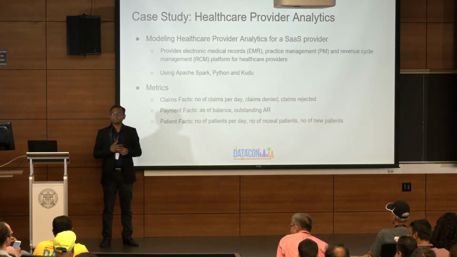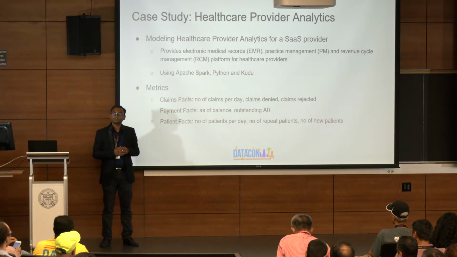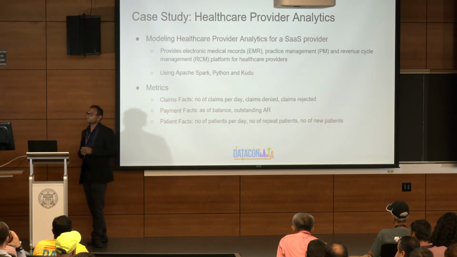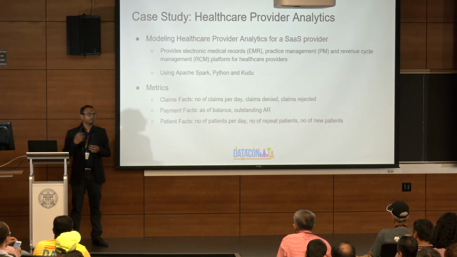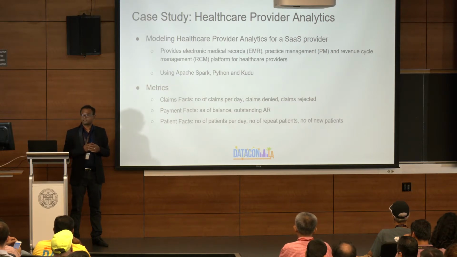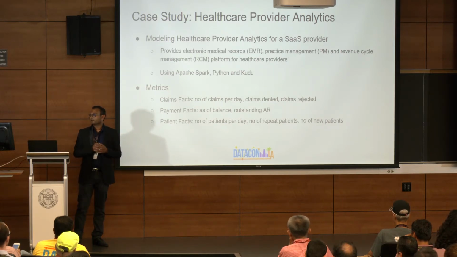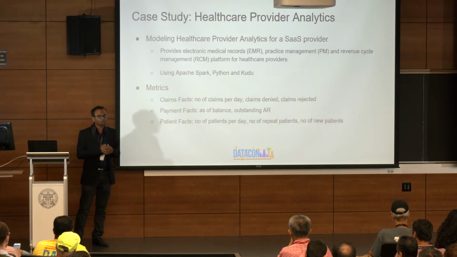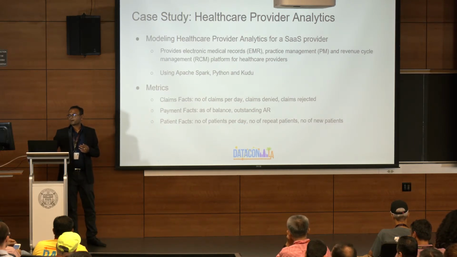So claim facts involves the number of claims, how many claims were denied, rejected, and several other stats on claim facts. Payment fact shows how much balance is left on the patient and insurance, how much AR, the revenue, is outstanding. And at the end, patient fact: number of patients per day, how many patients the provider is providing care, number of repeat patients, number of new patients. All these analytics, and there are several others as well. So how did I do that?